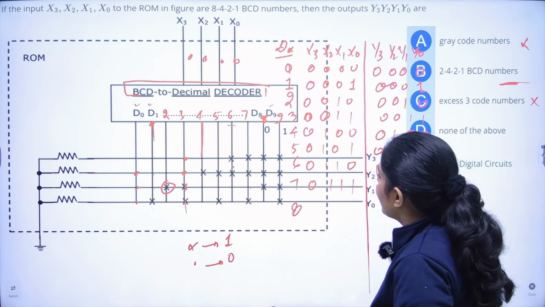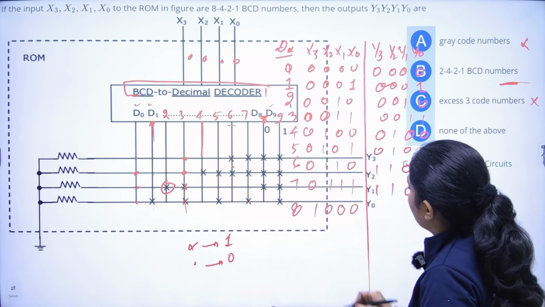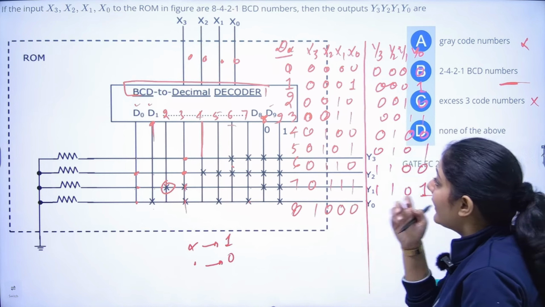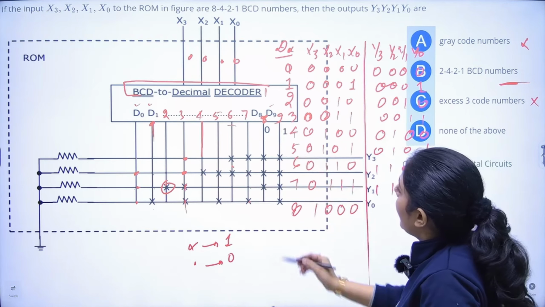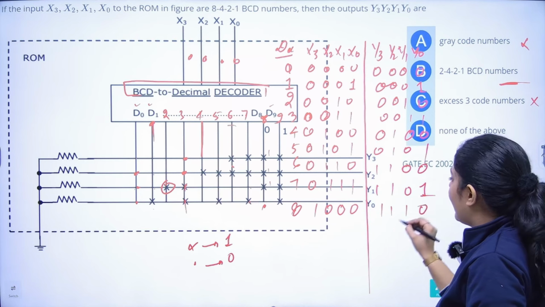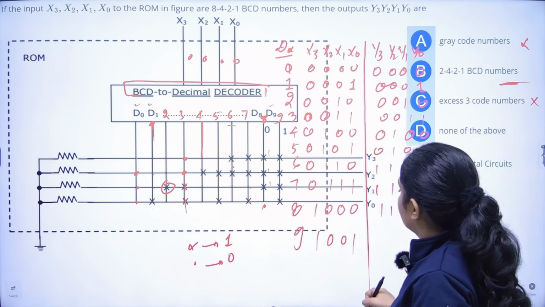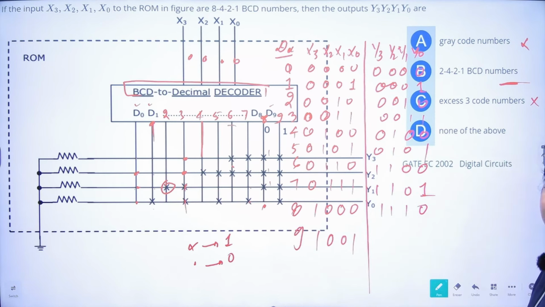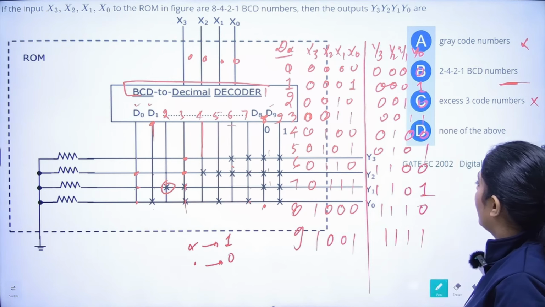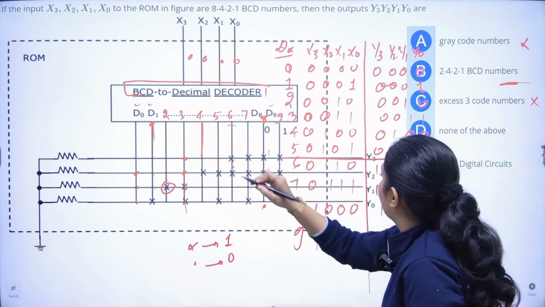If I am talking about decimal 8, in BCD it is 1, 0, 0, 0. Right? But here the outputs are 1, 1, 1 and 0. And lastly 9 is 1, 0, 0, 1 in BCD. But here it is 1, 1, 1, 1. Now this change starts after 5.